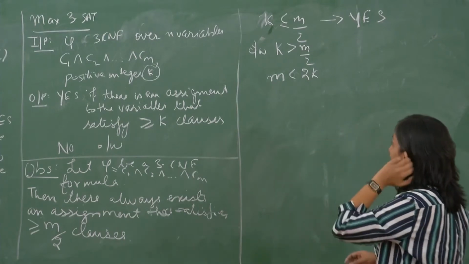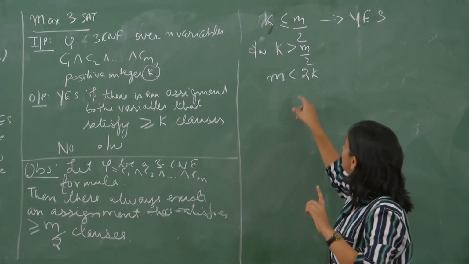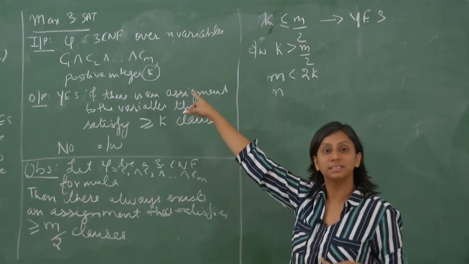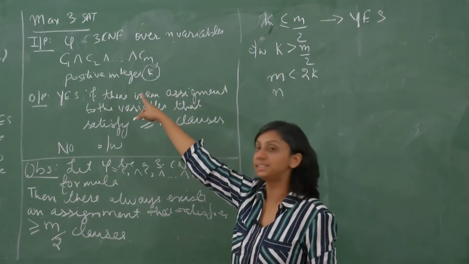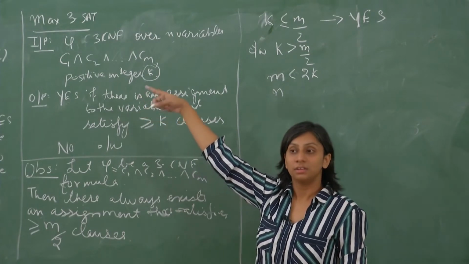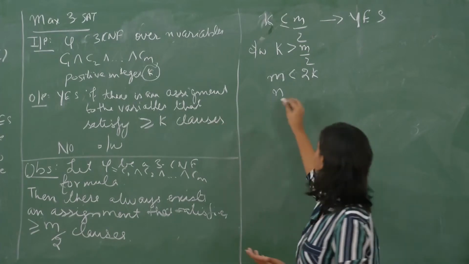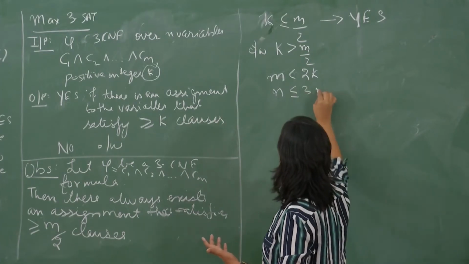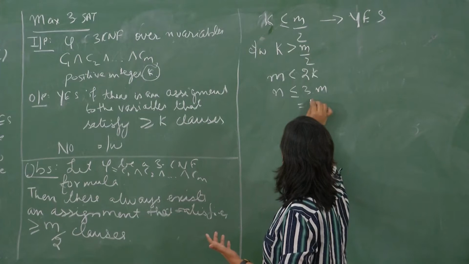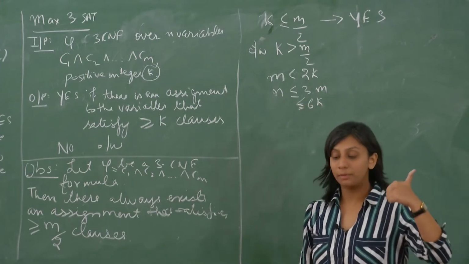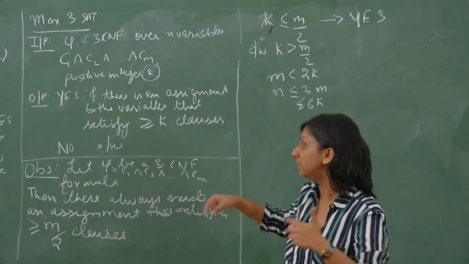Okay, one more thing. If m is at most 2k, then what can we say about n? How many variables can there be in this instance? It's a 3-SAT, 3CNF. Yeah, so every clause can have at most 3 different variables. So n is at most 3 times m, right? Which is 6k.